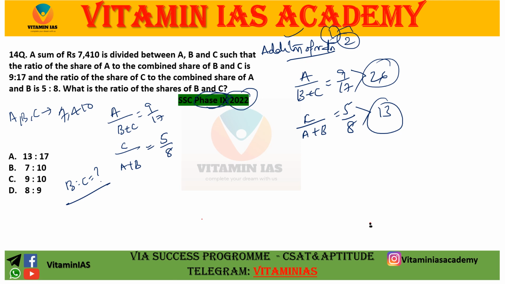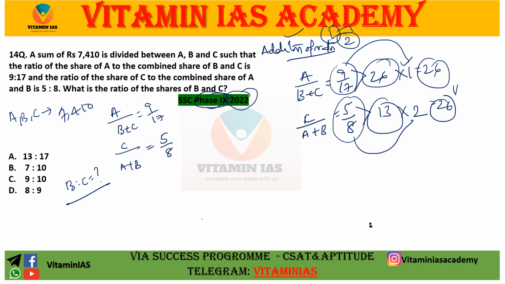13 twos are 26, and 26 ones are 26. So 26 and 26 will be equal. This means the second ratio is multiplied by 2 and the first ratio is multiplied by 1, and you will get the answer simply. How? Here A by B plus C is 9 into 1 by 17 into 1, nothing but 9 by 17. And here the A value is already given. A value is 9.